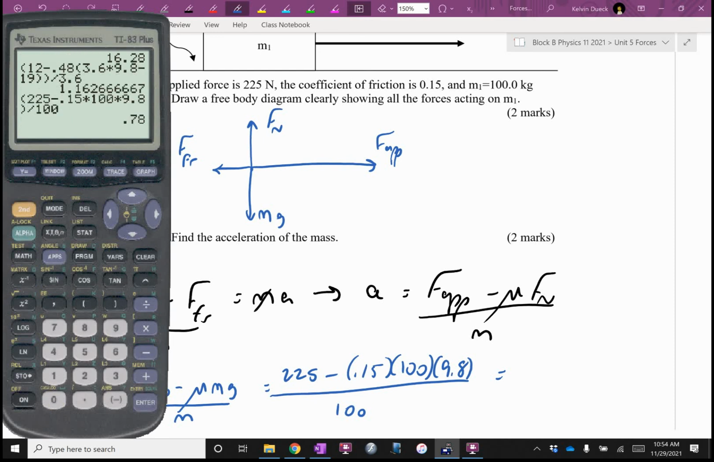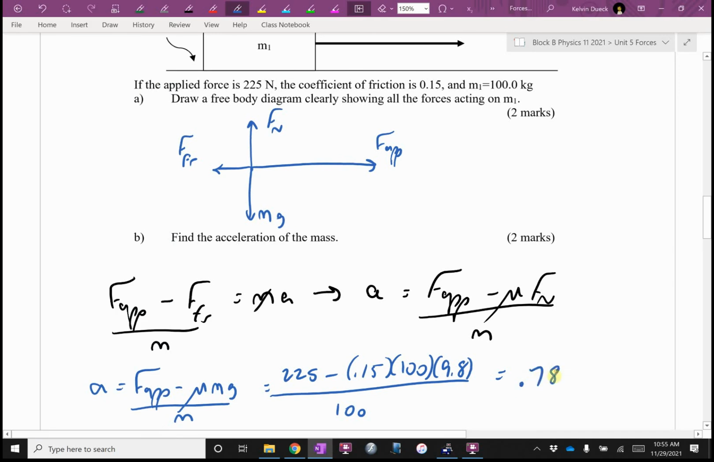Do you get 0.78? Oh, barely accelerating at all. We're almost in balance. Not quite. Is it 0.78 even? Don't forget your units, meters per second squared. If you got that, 2 out of 2. Otherwise, I would give you a half mark if I saw that, a half mark if I saw that, half mark for the numbers, and a half mark for the answer.